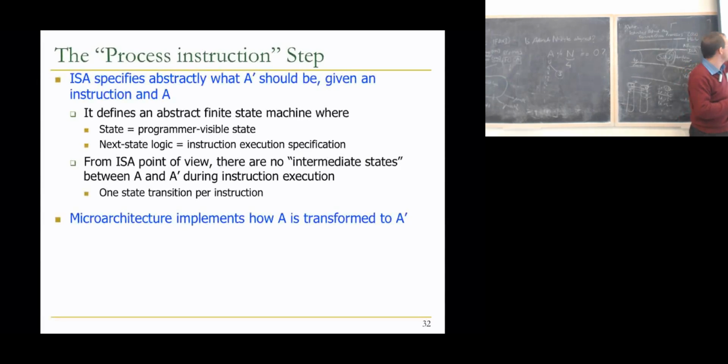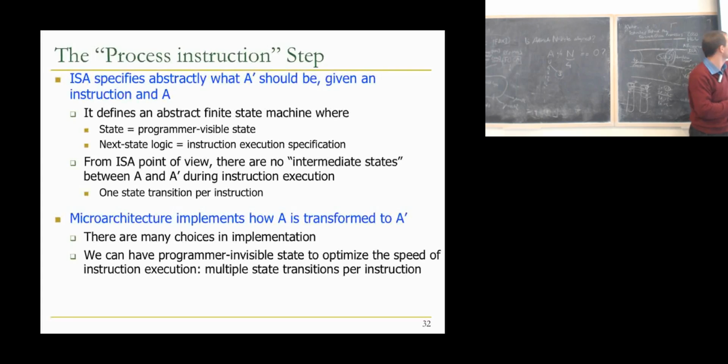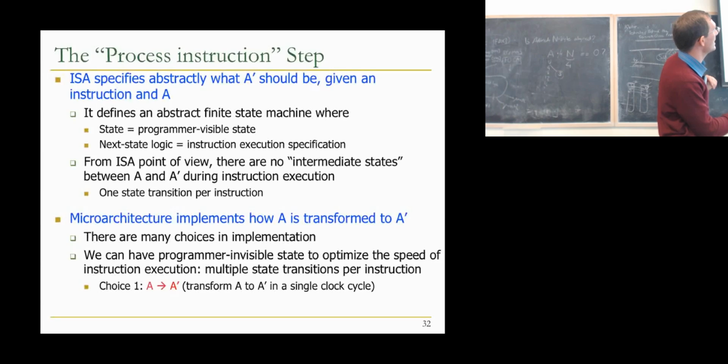Basically, you can have programmer invisible state or intermediate states to optimize the speed of instruction execution. For example, you can do multiple state transitions per instruction, right? You could do multiple instructions in parallel. One choice could be this. You actually implement exactly what the ISA says in a single clock cycle. Transform A to A prime in a single clock cycle.